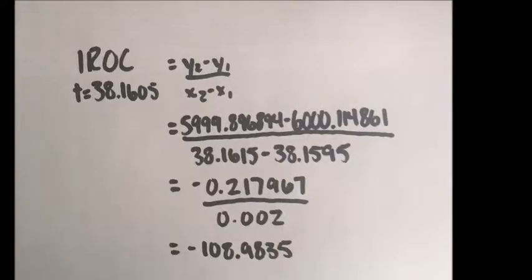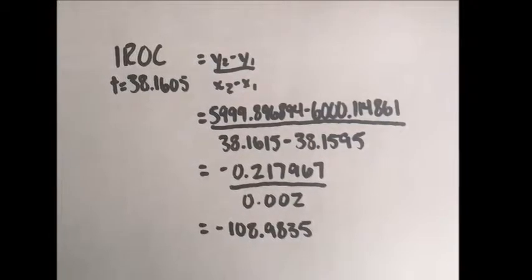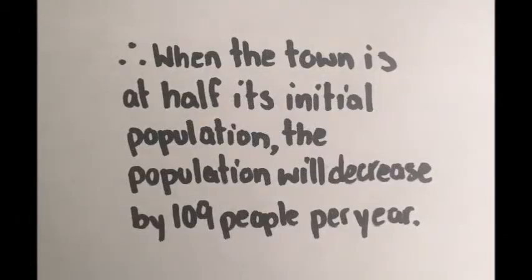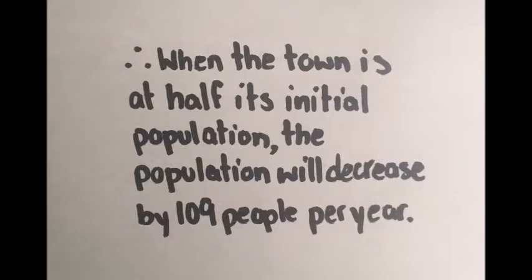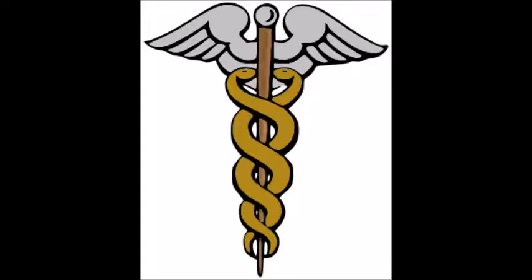Dividing should yield an answer of approximately minus 108.98, which can be rounded up to 109 because it's logically close enough. It is important to remember what the question was asking. It mentions both the instantaneous rate of change and half the initial population, so these should be addressed when concluding. Recognizing this, I have concluded with, when the town is at half its initial population, the population will decrease by 109 people per year.